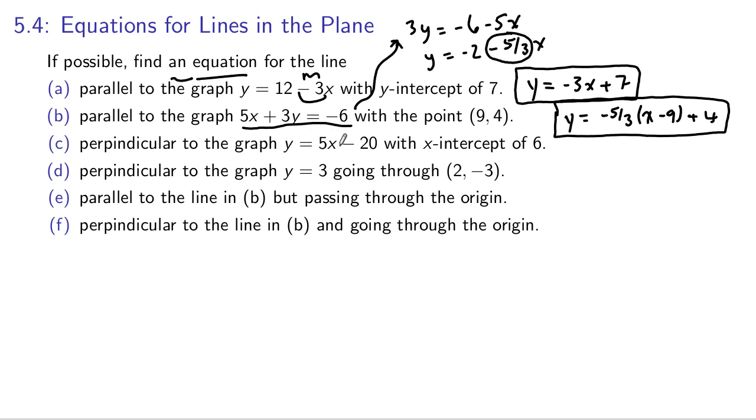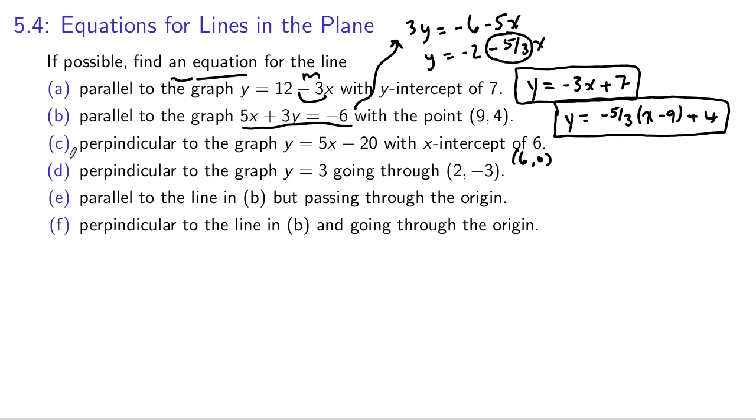Okay, so a couple things here. X-intercept of 6 means the point 6, 0. The y value is 0. So we can use point-slope form to find the equation quickly. We just need to know the slope of this new line.